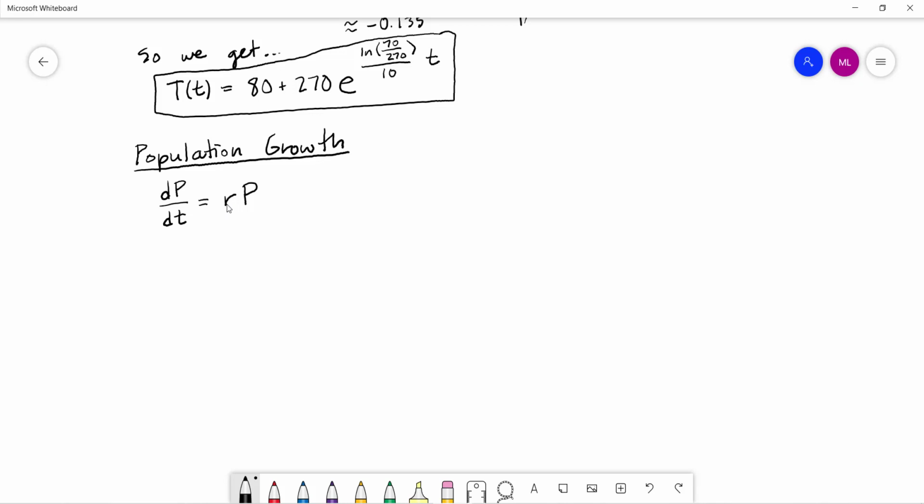In this case, r is just some growth rate of some sort, and we'd have some sort of initial population given at time 0. So let's just, for the sake of argument, say that for us, r is equal to 3, and an initial condition that P of 0 is equal to 10.